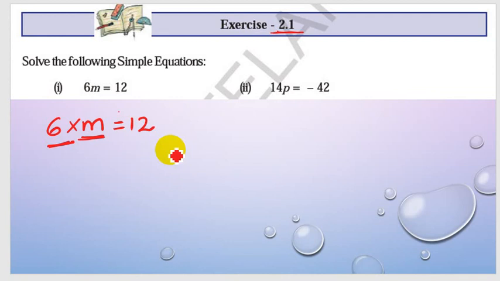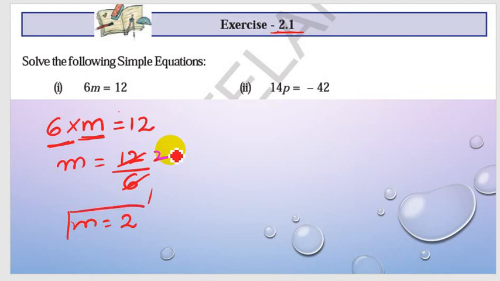6 into m. What we have learned in the note points: whenever you are having into, when it is transposed it becomes divided by. So from this I can say, m is equal to 12 divided by 6. In the 6 table I can cancel it one time and I can cancel this two times. So what is the value of m? m is equal to 2 divided by 1. What is the value of 2 divided by 1? 2 divided by 1 is nothing but 2. So the value of m is 2 here.